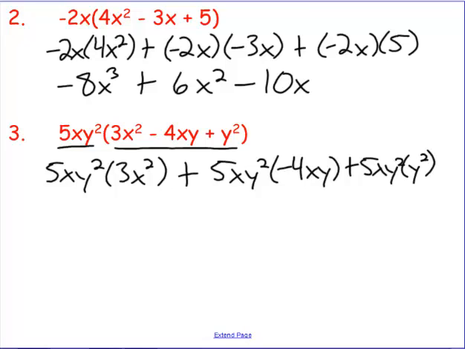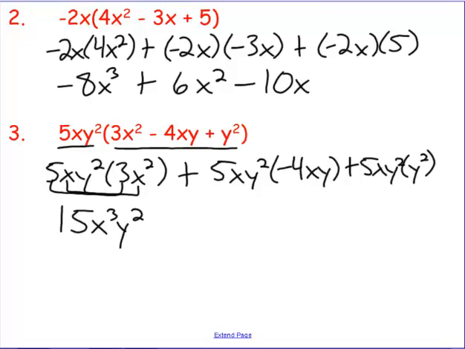Now here's where the rules of exponents really come in handy. Remember, we're going to multiply the coefficients first. 5 times 3 gives me 15. Then I have some like bases here, x and x squared. The exponent understood to be on x is 1. 1 plus 2 gives me x to the third, y squared.